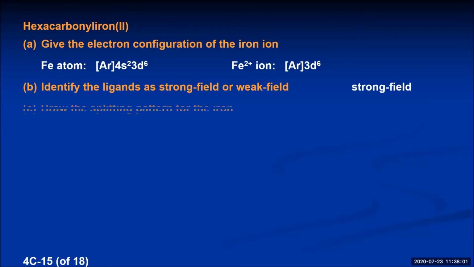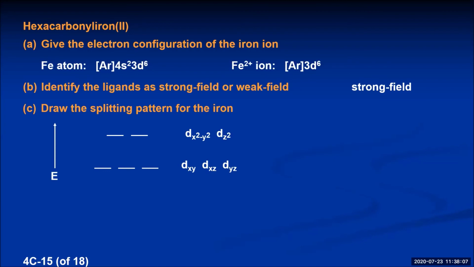If we're going to draw the splitting pattern for this, because it's a strong field ligand, you would show a large energy difference between the lower set of d orbitals and the higher set of d orbitals. Therefore, the electrons will fill the lower 3 orbitals completely before they even think about going up into the higher orbitals. So on the bottom, 1, 2, 3, and then you fill up the bottom, 4, 5, 6. This would be the splitting pattern for this particular complex.